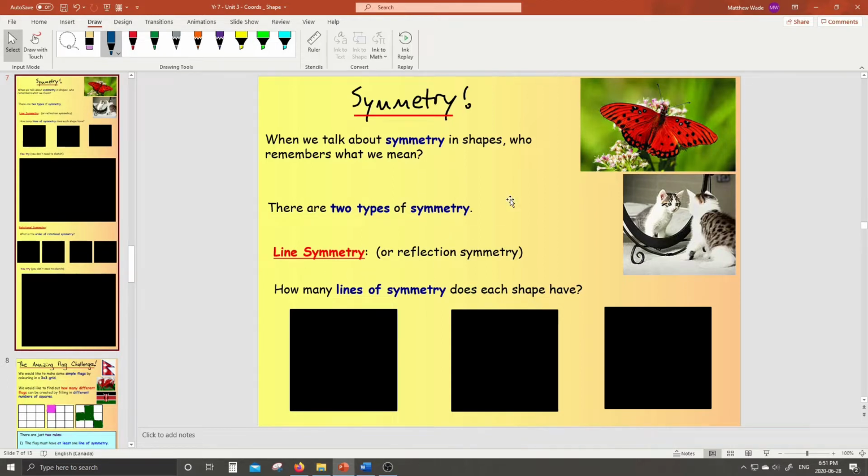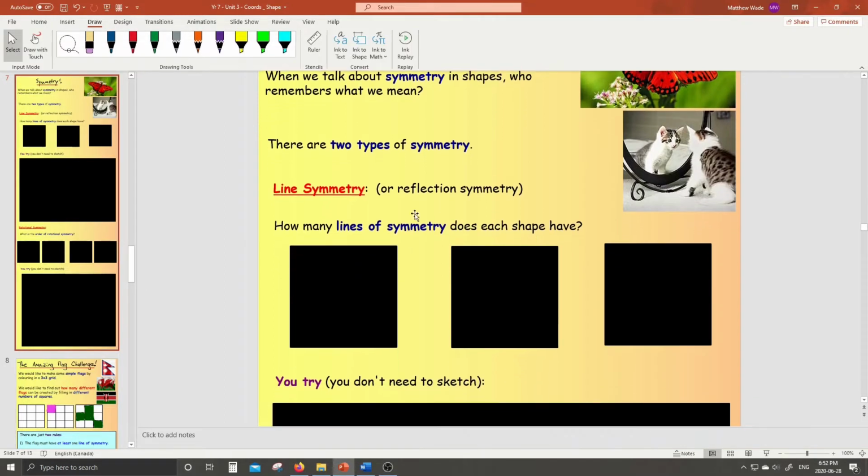Now, symmetry just means that both sides of something are the same. So when you have line symmetry, it's like this butterfly here in the top corner, where her one wing on the left is equal to her other wing on the right. You might remember that from primary, when you painted half a piece of paper as half of a butterfly, and then you folded it over and it matched up and finished off the butterfly. That's the standard one that you do for art and for maths when you're in primary. So that's what line symmetry is.